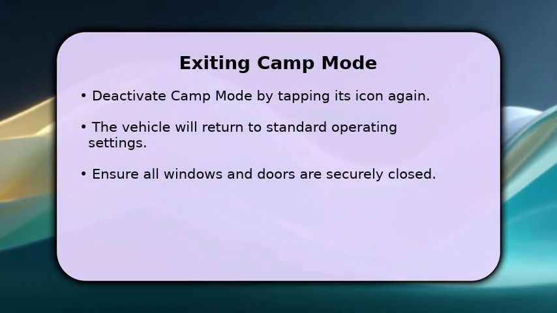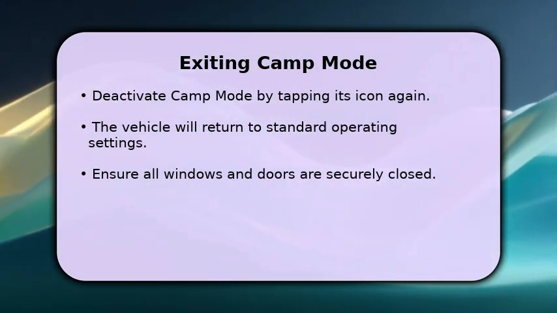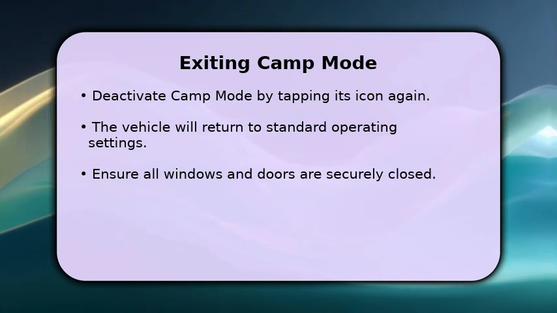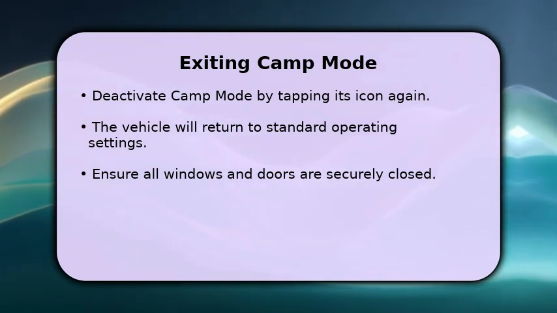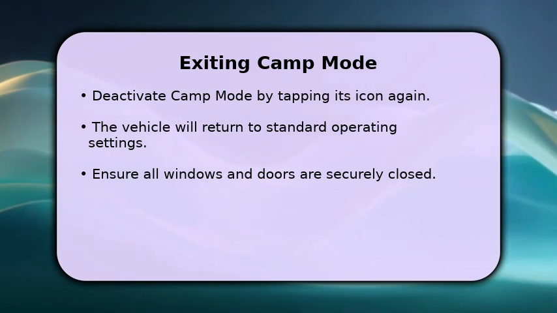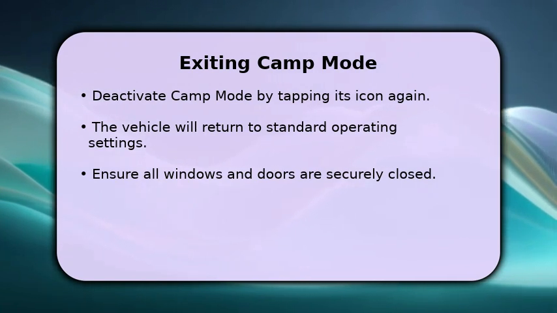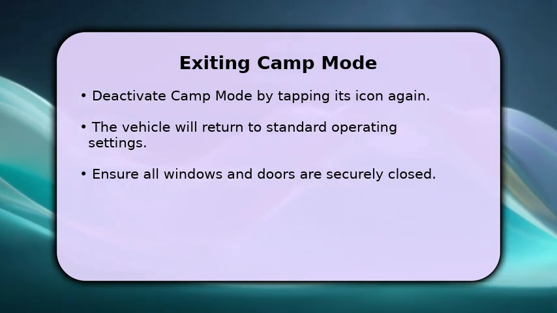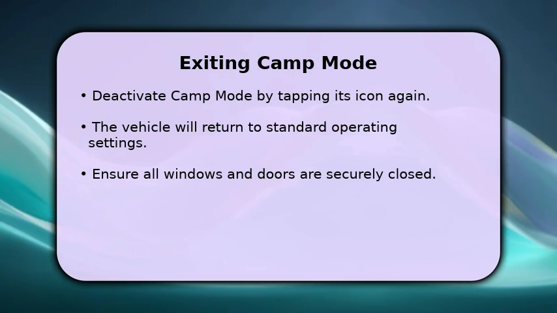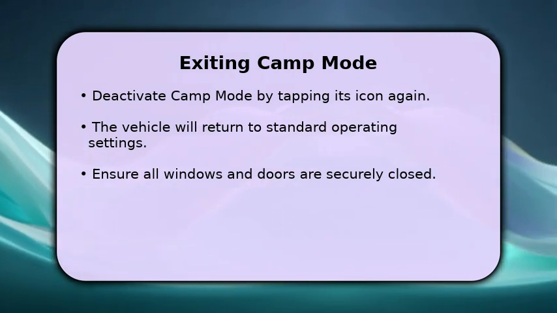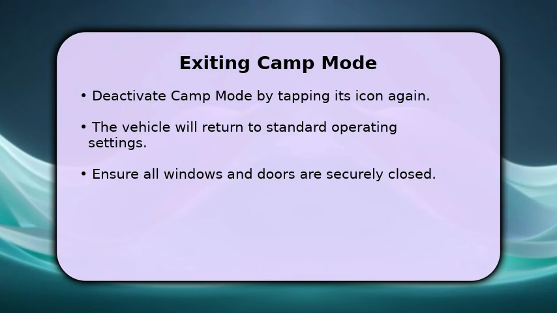When you're ready to leave camp mode, simply tap the camp icon on your touchscreen once more. This will deactivate the mode, and your Tesla will revert to its standard operating settings. Before driving off, always ensure all windows are fully closed and doors are securely latched. It's a quick and easy way to transition back to regular driving.